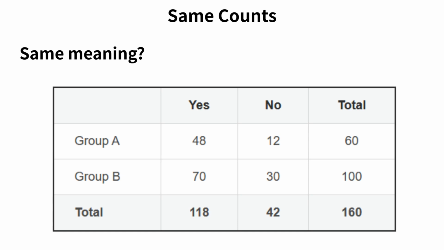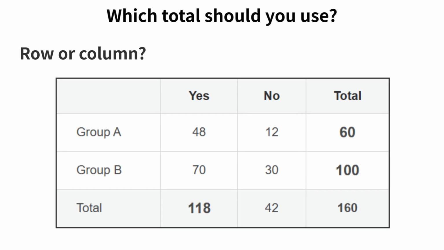Because meaning depends on what you divide by. Same counts don't guarantee the same meaning. Now the question changes. Which total should you use, row or column? That depends on the condition in the question. On the SAT, the condition tells you the denominator.